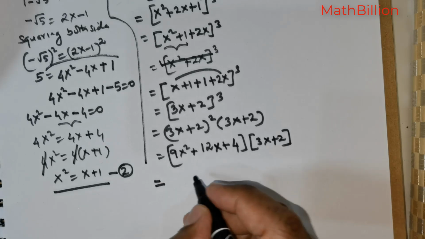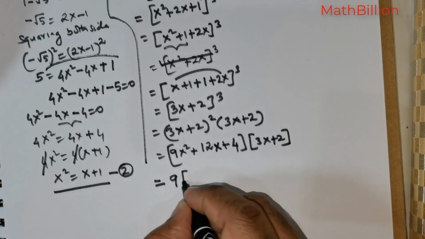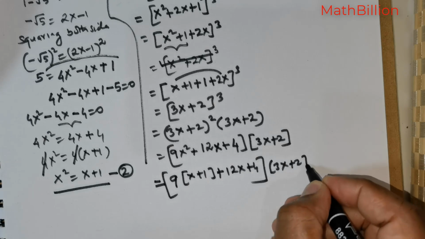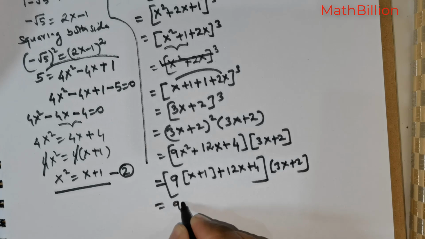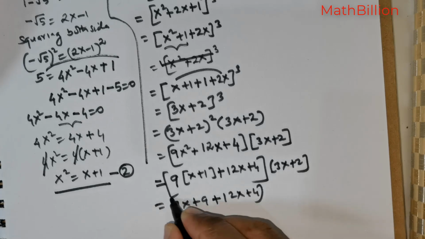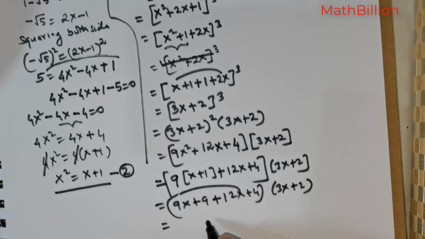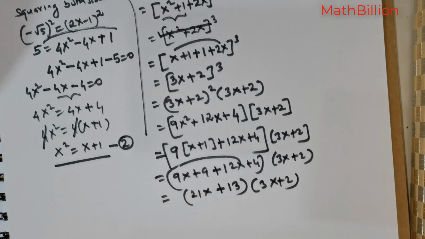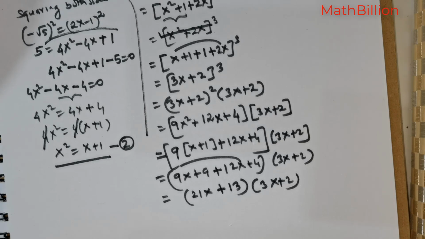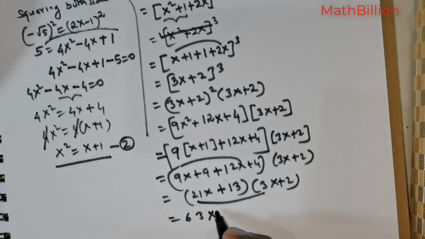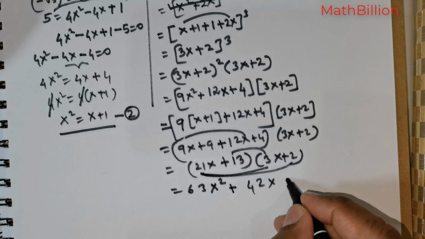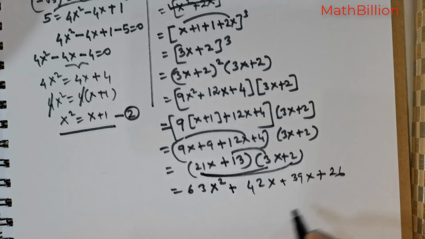In place of x² I use x + 1, so it's going to be (9(x + 1) + 12x + 4) times (3x + 2). So this is rewritten as (9x + 9 + 12x + 4) times (3x + 2), which is (21x + 13)(3x + 2). Now I would like to multiply these two components. 21 into 3 is 63x², 21 into 2 is 42x, then 13 into 3x is 39x, plus 26.